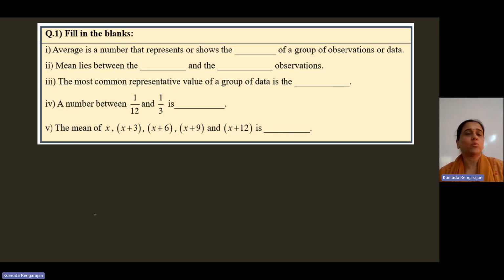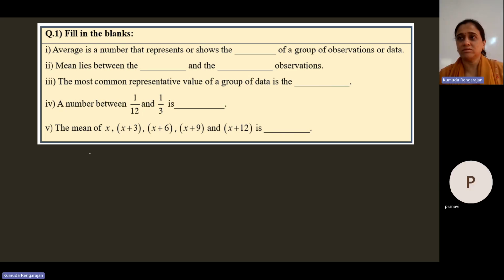Given a data, if they ask you to find the average of the data, if nothing is specified, we find mean. We have to find median and mode only if it is mentioned. If the question gives you a set of numbers and asks you to find the average value, you wonder, should I find mean, median, or mode? If nothing is mentioned, you have to find mean. If you have to find median and mode, it will be mentioned: find median, find mode.